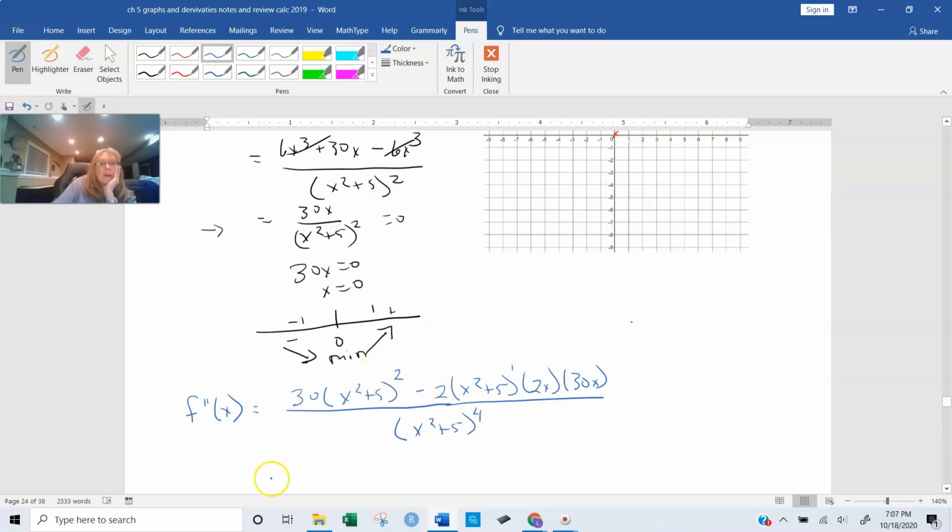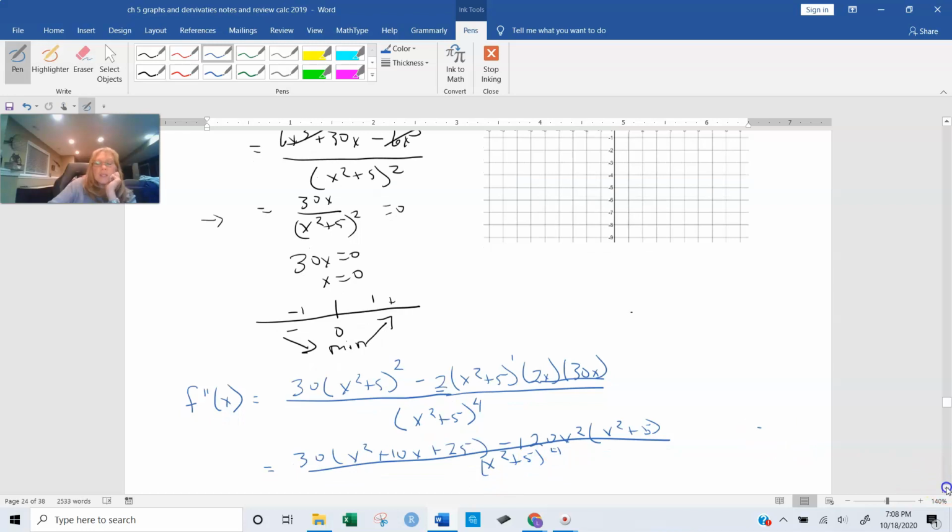All right, let's do some math here. So this is 30 times x squared plus 10x plus 25. Okay, we've got 2, there's 60x squared times -2. So that's a negative 120. Right, and then I got to multiply by that x squared plus 5. Okay, still all over x squared plus 5 to the 4th power. Okay, let's keep going here.